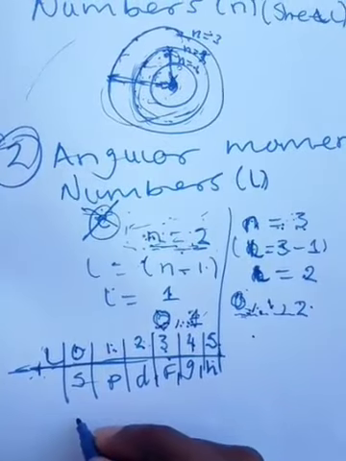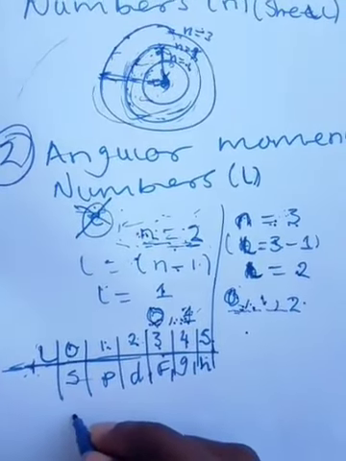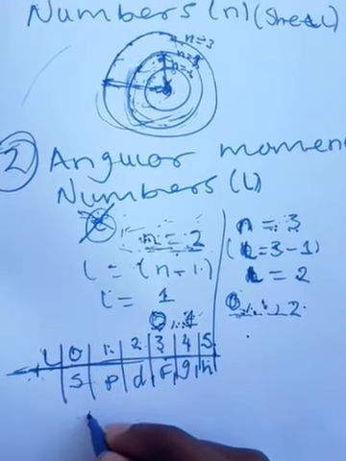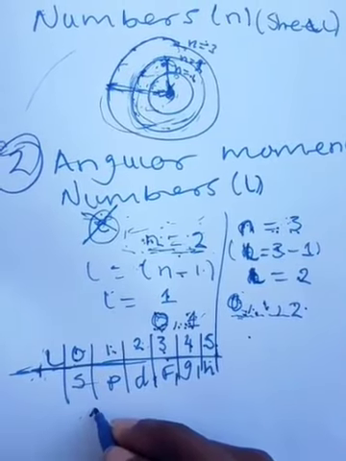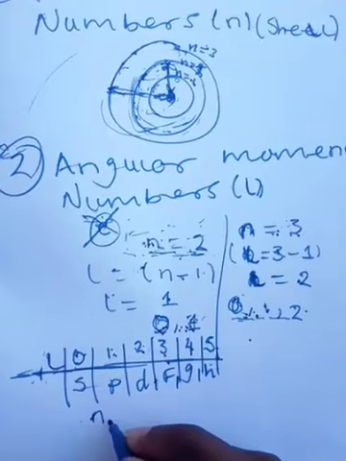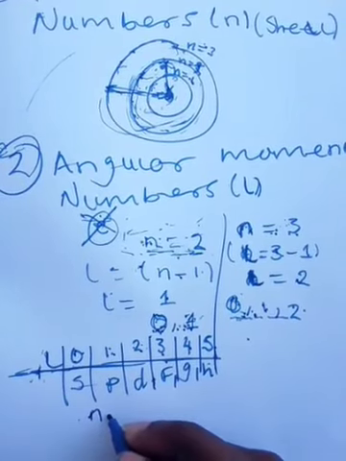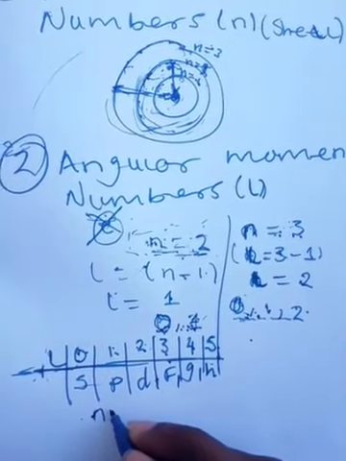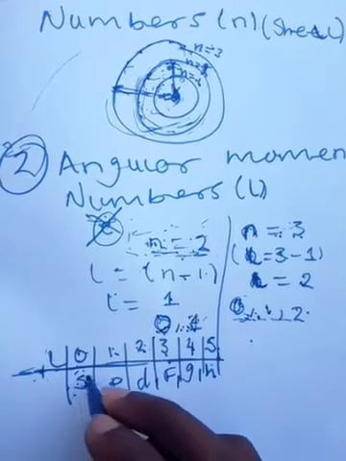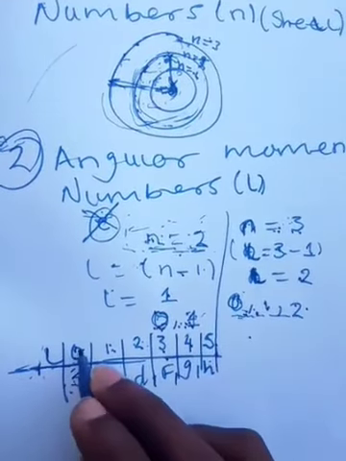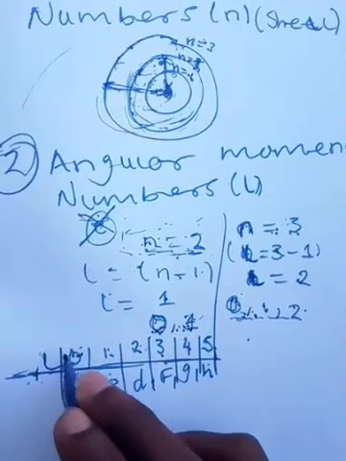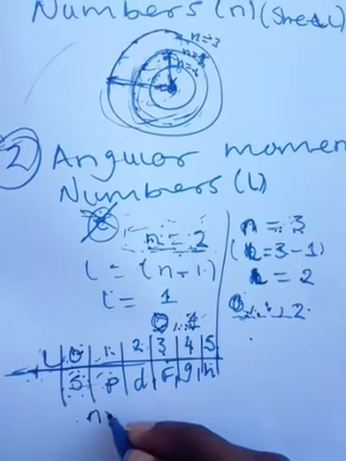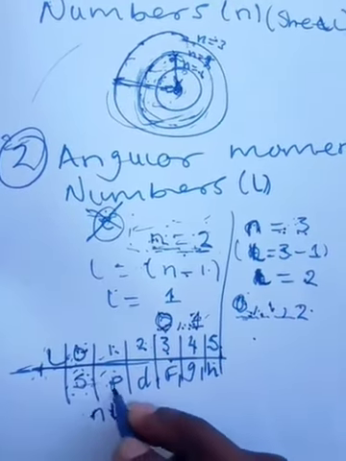In front, you are going to put the number of the shell or the energy level, then followed by the letter representing the angular momentum number. So I'll just say L, but don't use the number, use the letter.